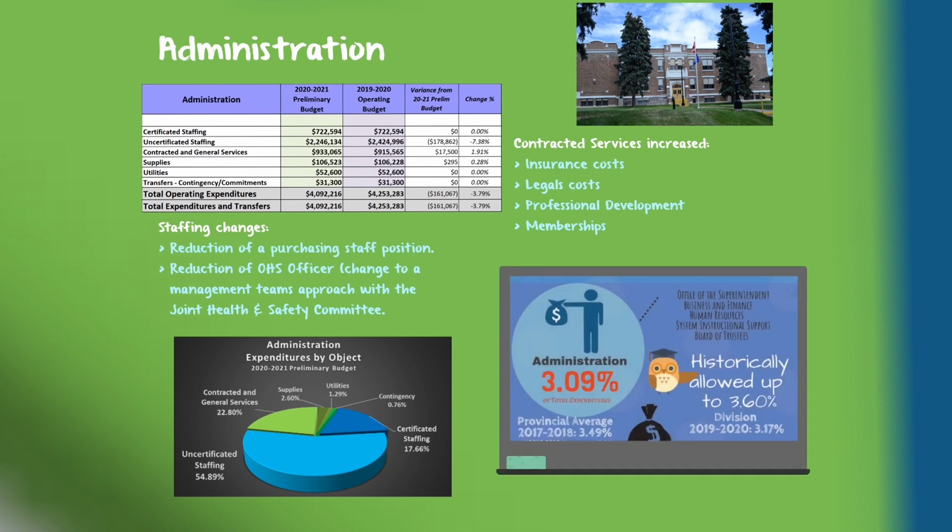Overall, the division uses 3.09% of the budget towards administration, whereas this is lower than the previous year of 3.17% and the historical cap of 3.6%.